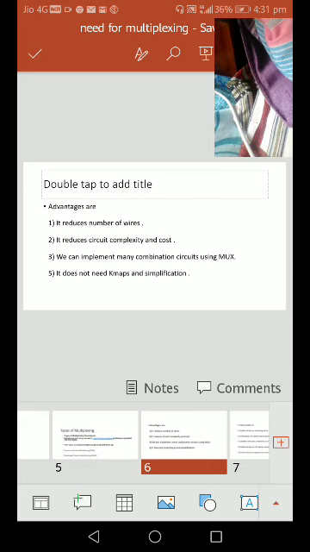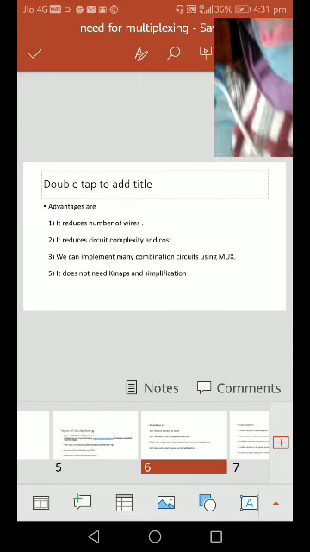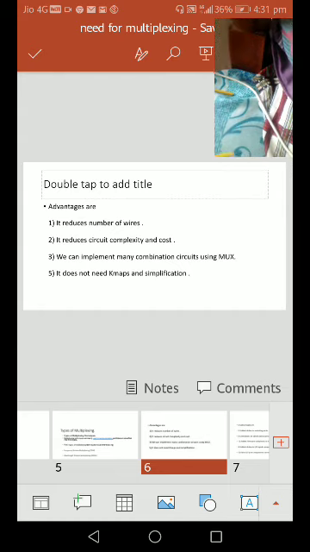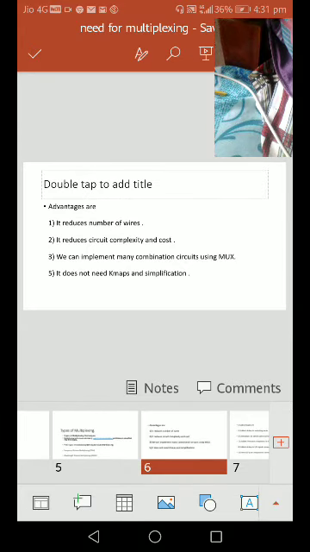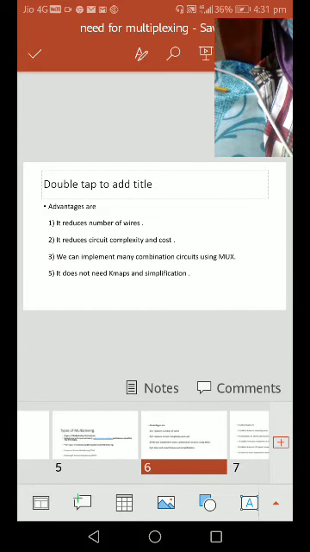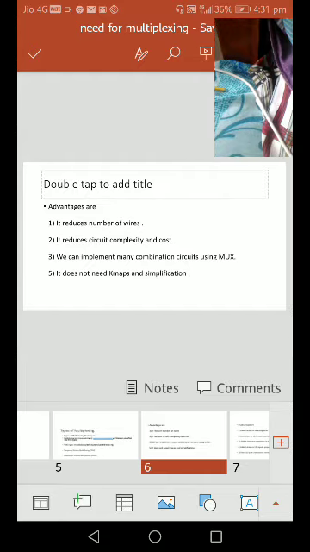It reduces the number of wires, a bunch of wires, and the quality of voices, images, and pictures can be sent through different processing techniques. It reduces the circuit complexity and cost. Third point, we can implement many combination circuits using a mux. It does not need K-maps for simplifications.